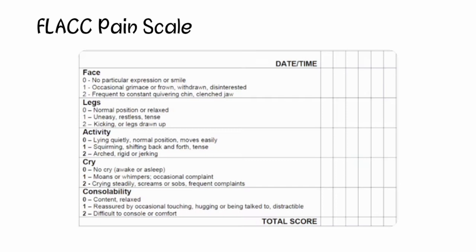If the total score is 0, then it means that the patient is relaxed and comfortable. If it is between 1 and 3, it means mild discomfort. If it is 4 to 6, then it means moderate pain. Then if it is 7 to 10, it means severe discomfort or pain. By recording the FLACC score on a regular basis, healthcare providers can gain some sense of whether someone's pain is increasing, decreasing, or staying the same.